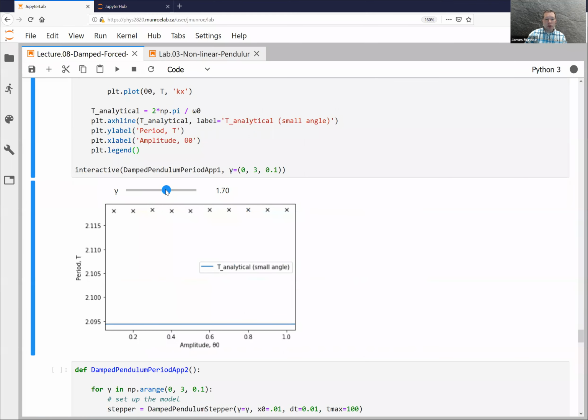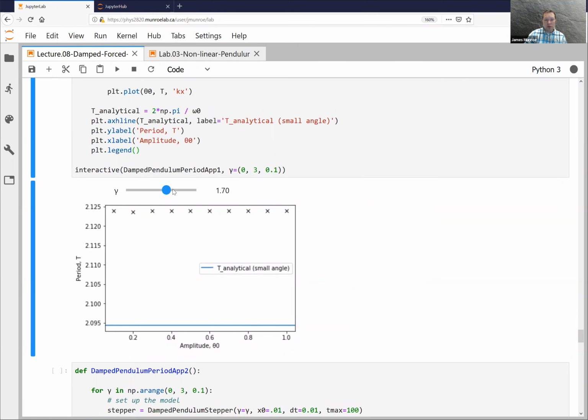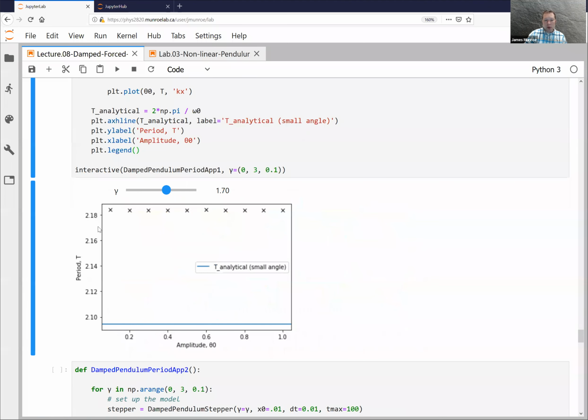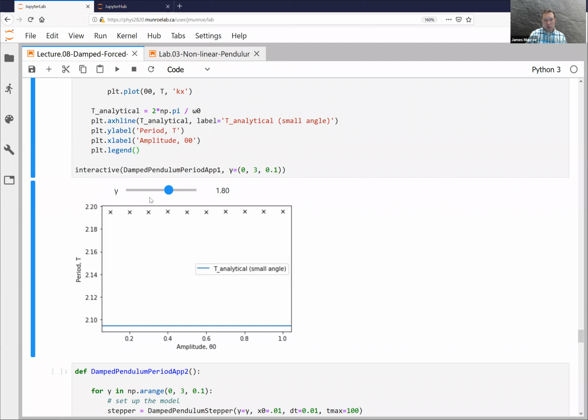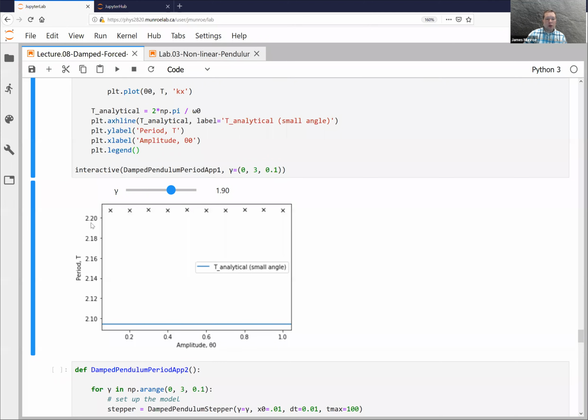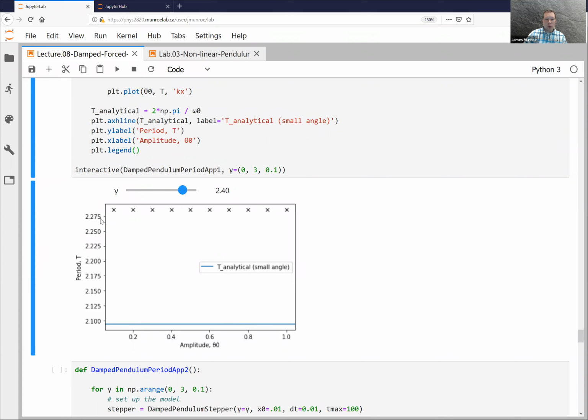So we can see here that for larger values of damping, that number is completely independent of the starting initial angle. However, as you increase the damping, let's take a look at the numbers here: 2.18, 2.20, going up a bit further, a bit more, 2.27. So it's moving up irrespective of the amplitude.